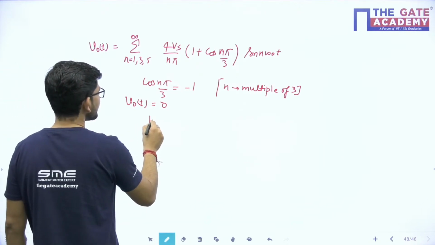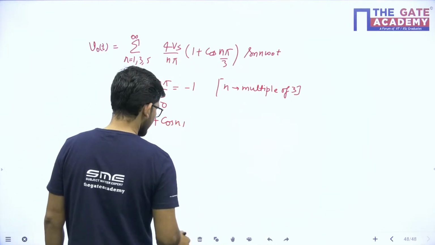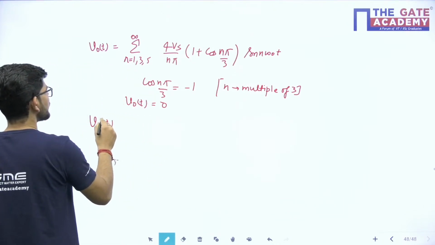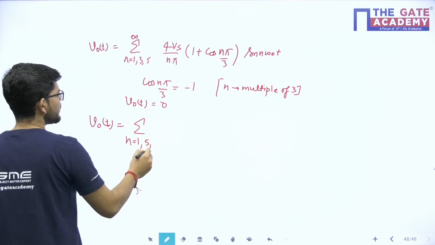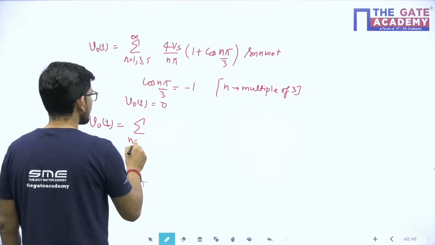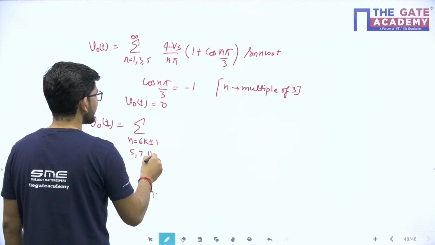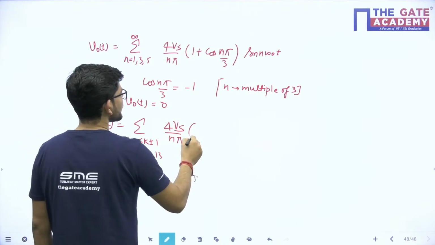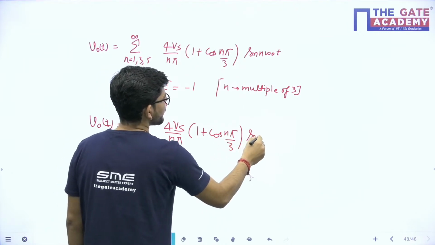And this 1 plus cos n pi by 3, just leave it. So what you will get? You will get V naught t, and n equals 6k plus minus 1, meaning 5, 7, 11, 13 and so on. So this will be the expression that you will get for this particular waveform.